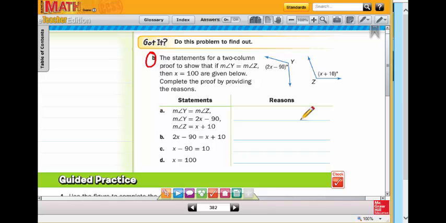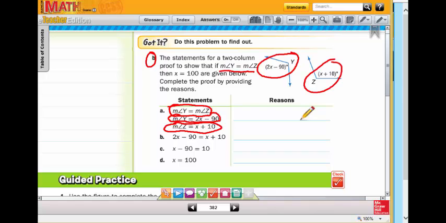The statements for a two-column proof to show that if the measure of angle Y equals the measure of angle Z, then x equals 100 are given below. Complete the proof by providing the reasons. So first of all, we have the measure of angle Y is equal to the measure of angle Z. Well, that's given right here. Then we have the measure of angle Y is 2x minus 90. That's given right here. And then we have the measure of angle Z equals x plus 10. That's given here. So our first answer here would be given.